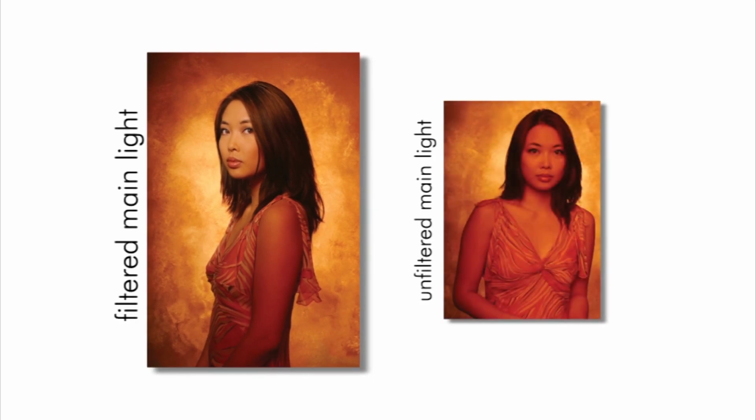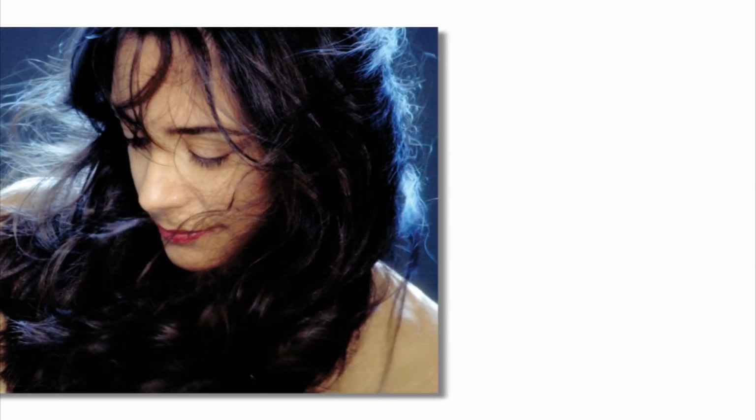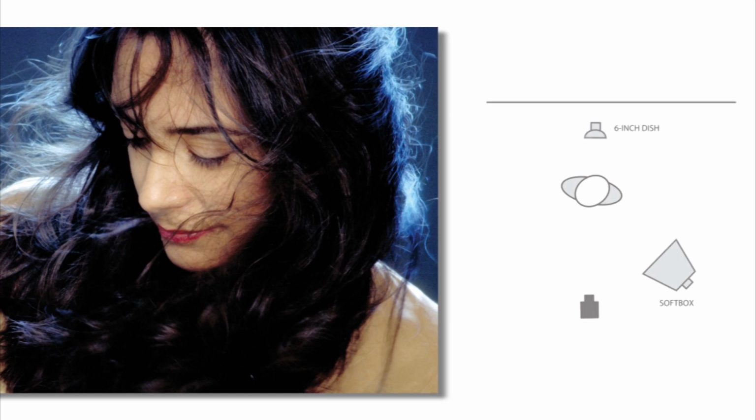Daylight balanced film or white balance settings will record red and orange tones when exposed under tungsten balanced light. But placing the appropriate filter on the main light will bring that portion of the image back to a normal color balance.